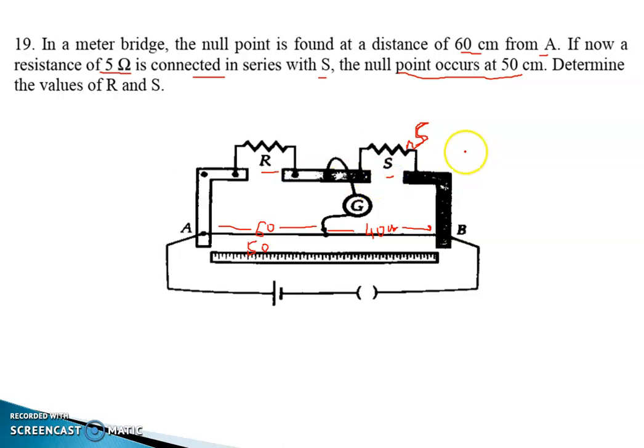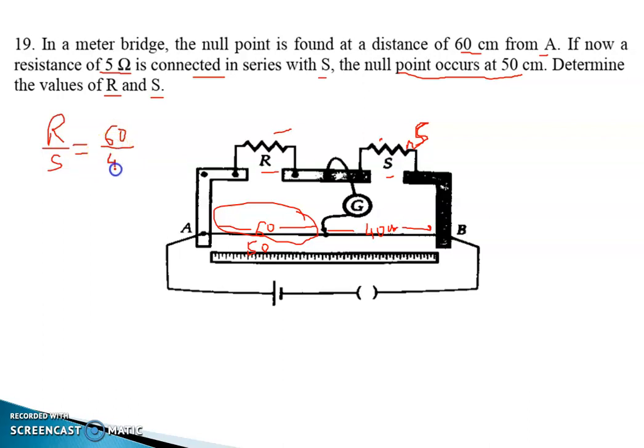Now students, if you want to calculate two unknown values, two equations are required. For the first case, when there are two resistances R and S, then R by S should be equal to the resistance of this wire divided by the resistance of the remaining wire. So it becomes equal to L1 by L2, so it should be 60 by 40.